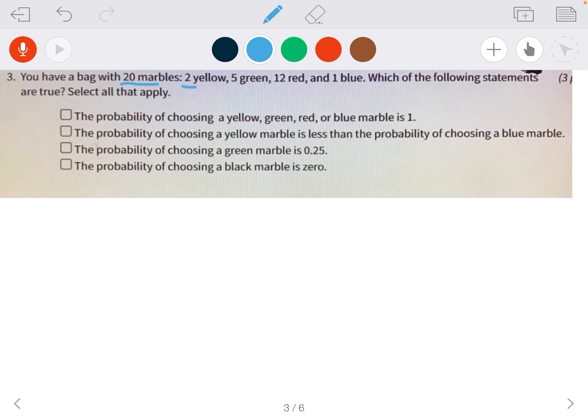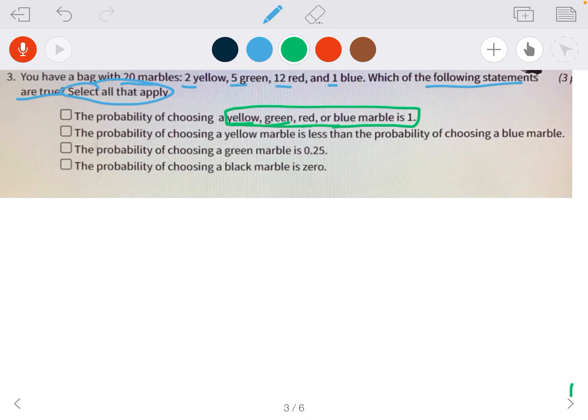Number 3, if you have a bag with 20 marbles, 2 yellow, 5 green, 12 red, 1 blue, which of the following statements are true? You're going to select all that apply. So let's look at the first statement. The probability of choosing a yellow, green, red, or blue marble is 1.